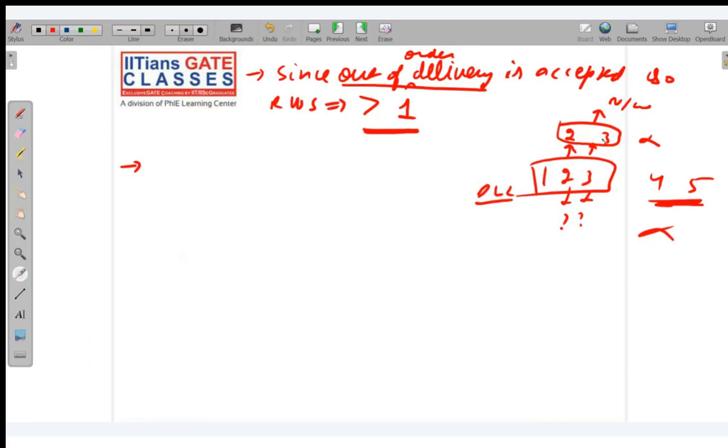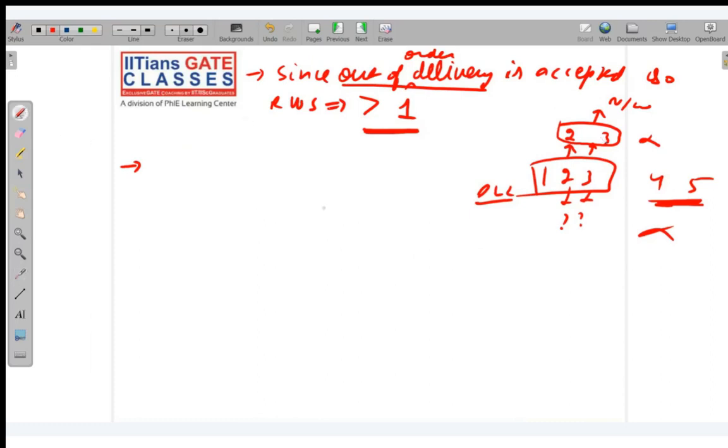So please write down this point. Out of order delivery is accepted by receiver, but packets are delivered to upper layer in order. Out of order is not accepted by the network layer.